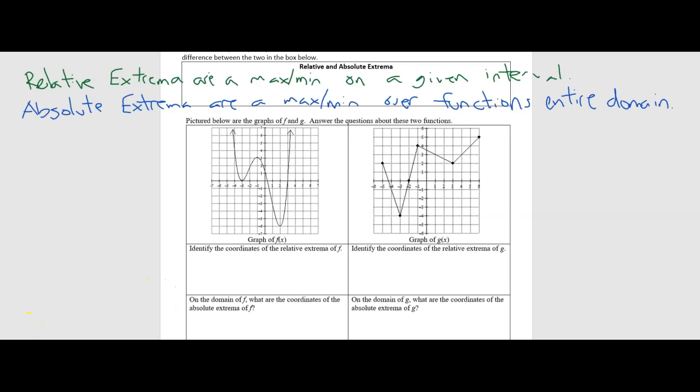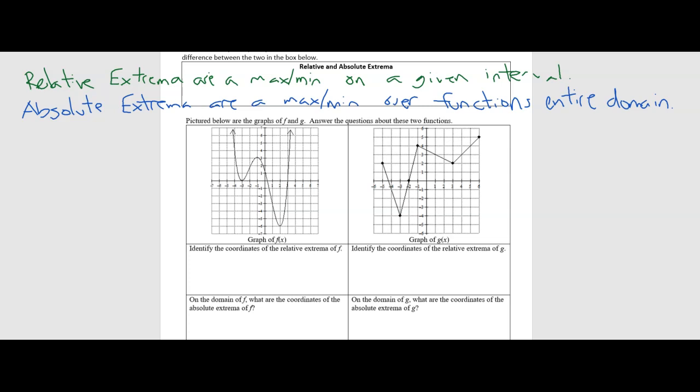So before we get into the actual theorem, we have to review two different concepts, relative extrema and absolute extrema. Take 60 seconds, write down what each one is in the box below. So what are absolute extrema and what are relative extrema? Relative extrema are a maximum or minimum on a given interval of a function, whereas absolute extrema are a maximum or minimum over the function's entire domain.